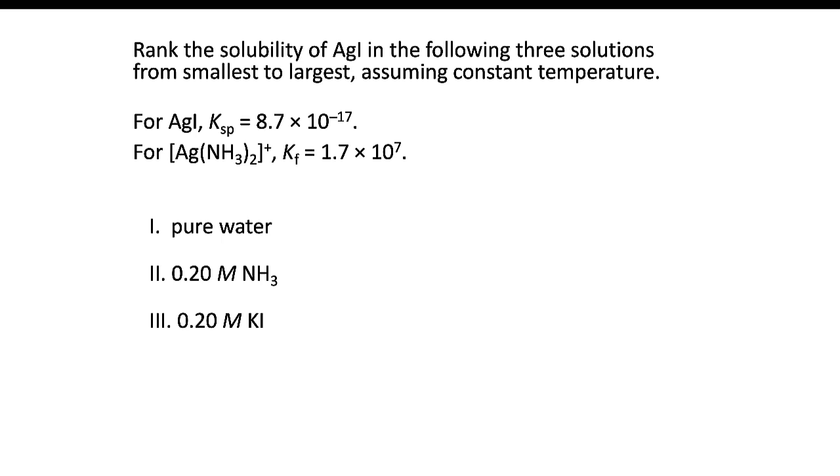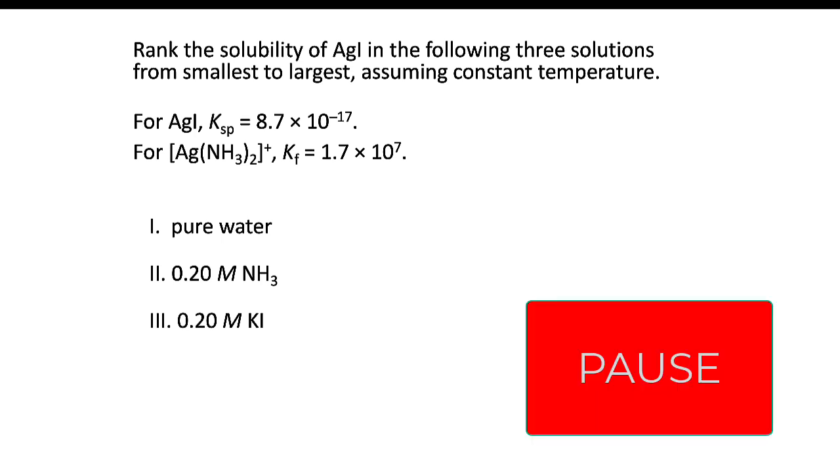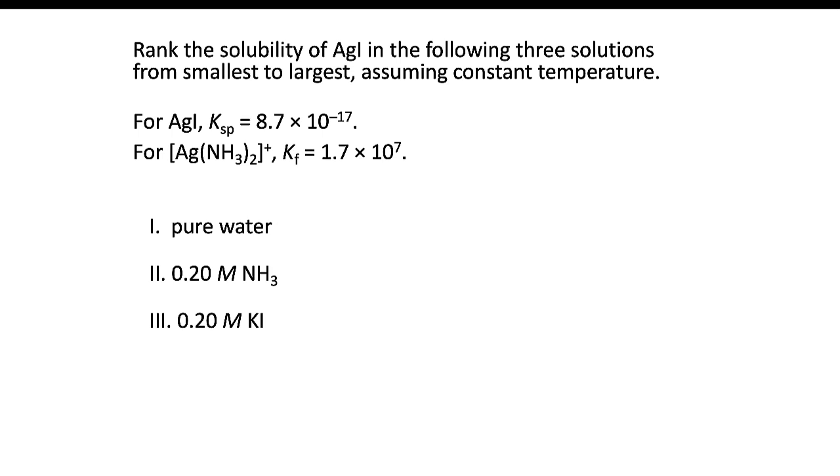Let's rank the solubility of silver iodide in the following three solutions from smallest to largest. We have KI, or an iodide solution, we have NH3, an ammonia solution, and we have pure water. And note that we have two relevant K values above. All right, hopefully you've gotten a chance to choose what you think the smallest to largest solubility should be here.